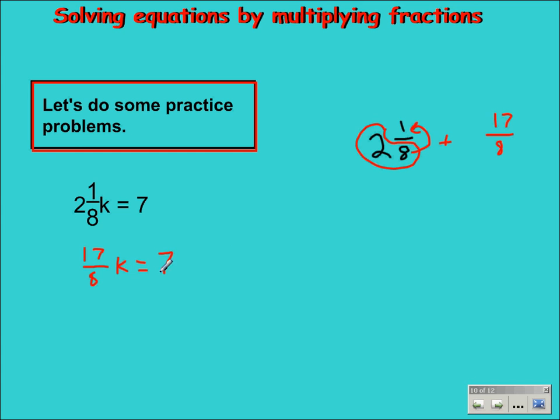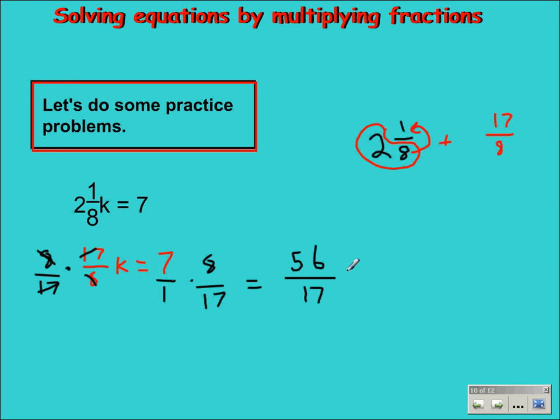Now again, our 7 over here is not a fraction, so to make it a fraction, we can put a 1 underneath it. And to get rid of our 17 over 8, we can multiply by the reciprocal, which is 8 over 17. Same thing on the right side. Our 8's will cancel out. Our 17's will cancel out. On top, we're going to get 56. And on the bottom, we're going to get 17.